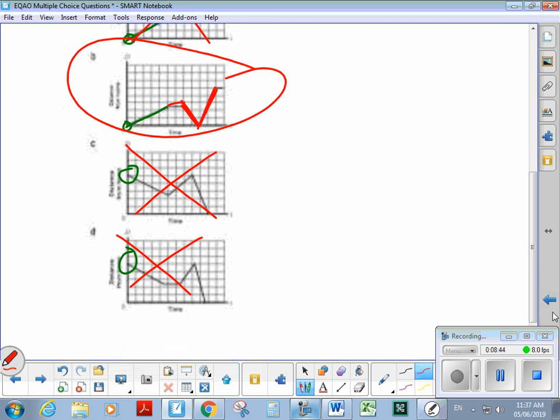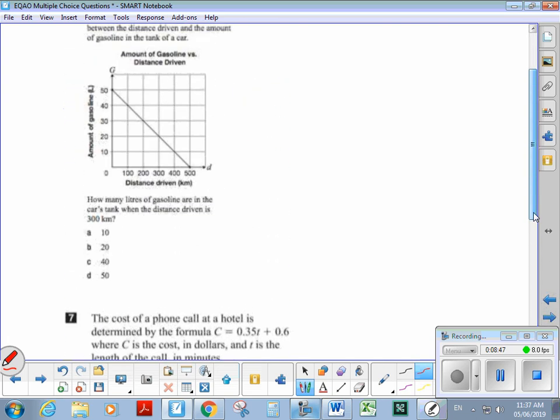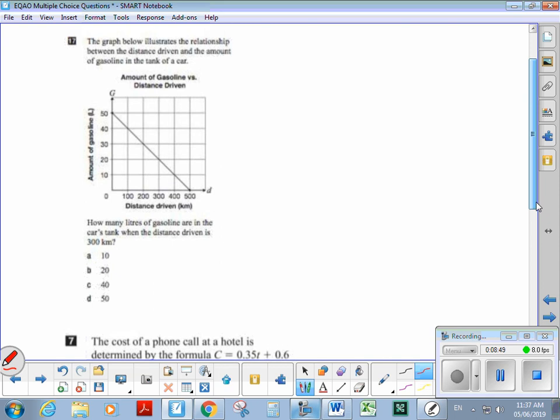Next. Some of these have 2 on the page. This one does not. All right. 2 questions here. So the graph below illustrates the relationship between distance driven, all right? So distance driven is on your x-axis, and the amount of gas, so how many liters you used. So the question is, how many liters of gasoline are in the gas tank when the distance driven is 300 kilometers? So how much gas is in the gas tank at 300 kilometers? Pause the video now.